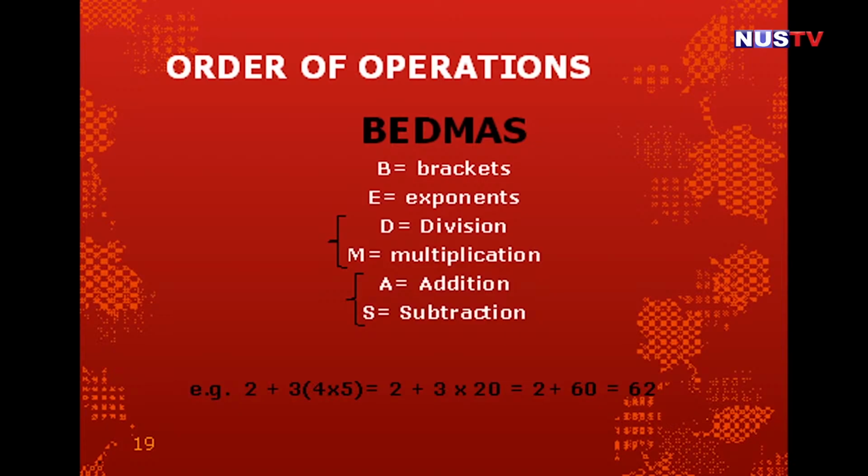Simple example we have there, 2 plus 3 bracket multiplied by 4 times 5 bracket. Now, according to the order of operation, we do the bracket first. So 4 times 5 is 20. And then we do the multiplication, which is 3 times 20, and that's 60. And then you finally add the 2, and the answer is 62. Right? Very simple if you remember the order of operation.